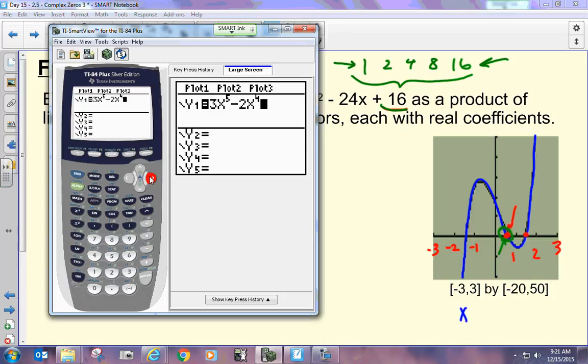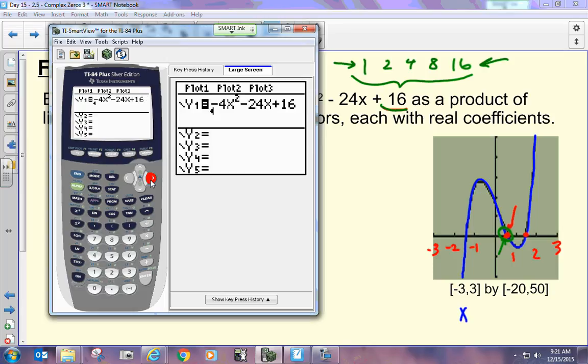Next. Next. Next. Plus 16. Now my window here. Whoa. Oh, good call. That would have messed everything up. Thank God.